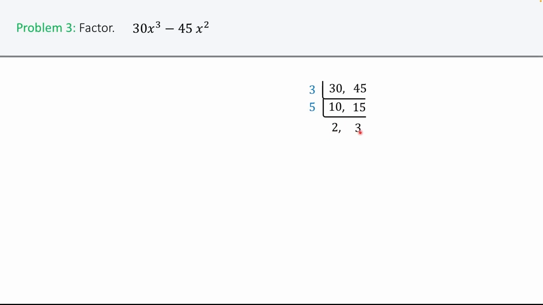2 and 3 cannot be divided by any number. So the greatest common factor of the numbers is 3 times 5, which is 15. Now find the GCF of the variable. You have x cubed and x squared. The GCF is x squared. Multiply GCF of the variable with the GCF of the numbers. Now factor out 15x squared.